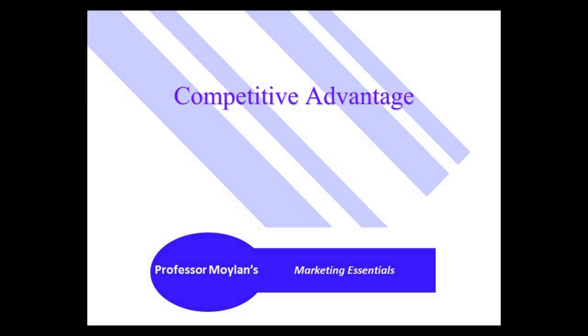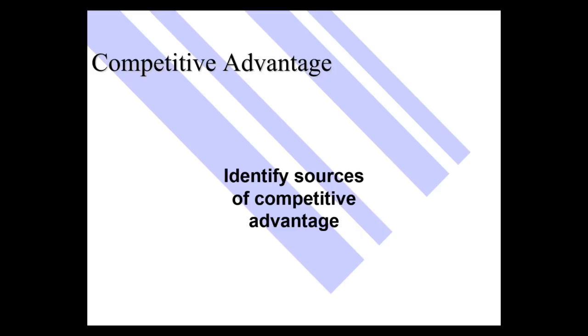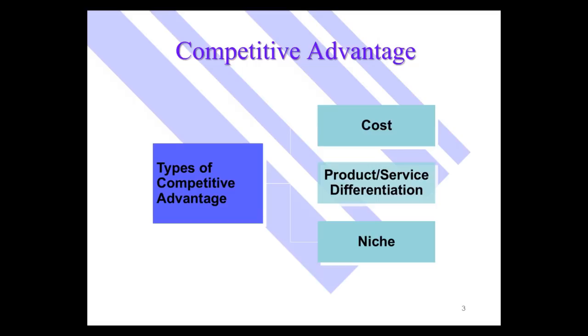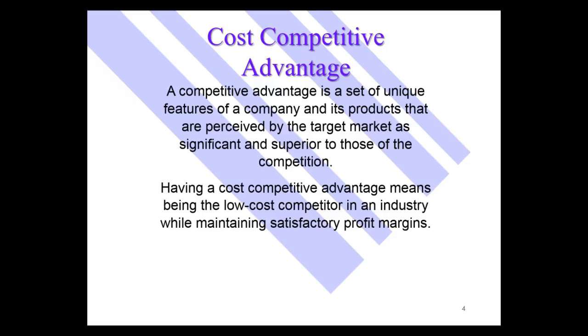You want to get a competitive advantage, something that you can do better than competition. And the three generic types of competitive advantage are cost advantage, differentiation, and niche. Let's start with cost competitive advantage. Having a cost competitive advantage means being the low cost competitor in an industry while maintaining satisfactory profit margins. This is the strategy to go after.